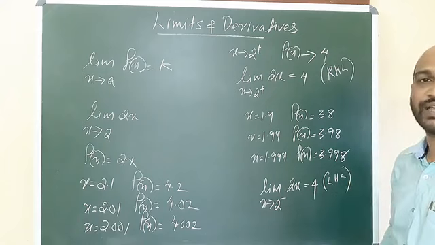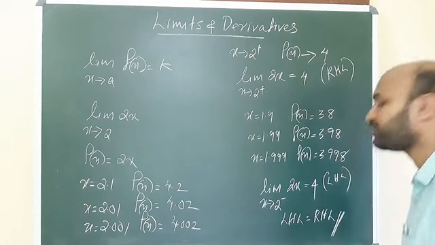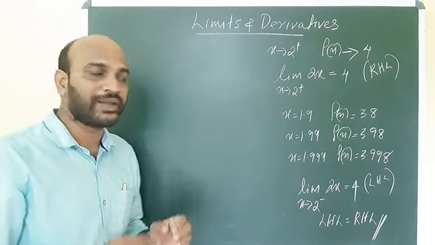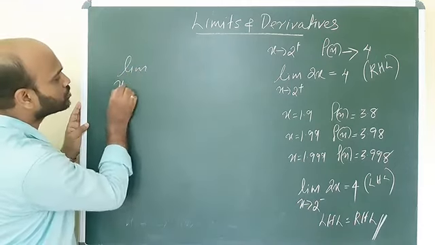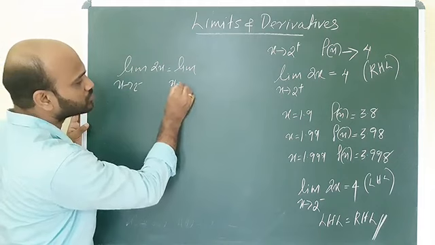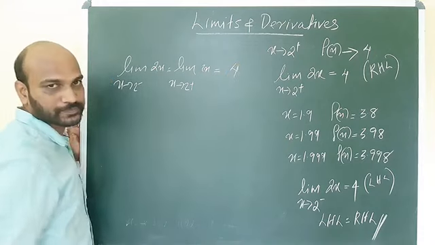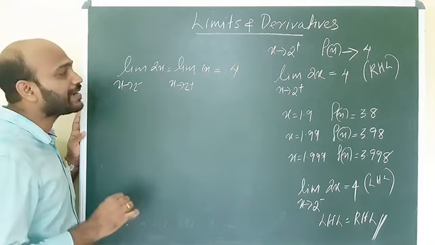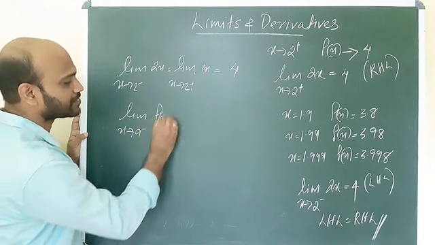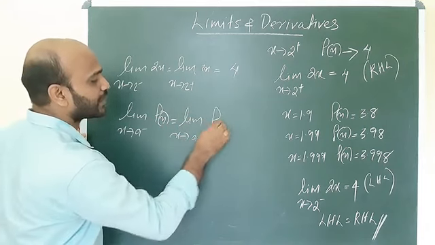So a limit exists if the left hand limit is equal to the right hand limit. Okay, so here you can see that LHL equals RHL. That means the left hand limit, limit x tends to 2 minus 2x, is equal to the right hand limit, limit x tends to 2 plus 2x, and both values are equal to 4. Okay, so we can conclude that the limit exists if limit x tends to a minus f of x is equal to limit x tends to a plus f of x.